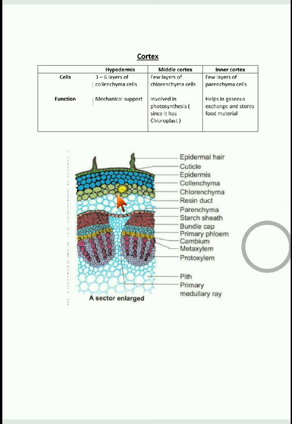The second one is the middle layer, the middle cortex, which is made up of chlorenchyma cells. It is involved in photosynthesis since chloroplast is present here. Inner to that we have the inner cortex. This inner cortex is made up of parenchyma cells, which help in gaseous exchange, and it also stores food material. Since chloroplast is absent, it cannot undergo photosynthesis. These are the three layers of cortex. Inner to cortex we have a single layer of endodermis.